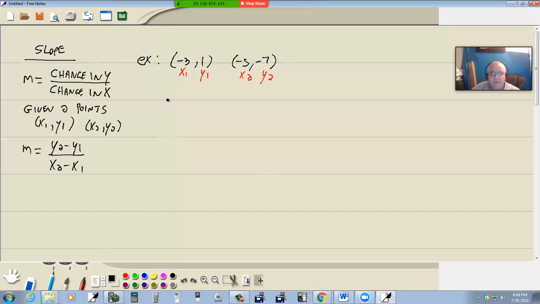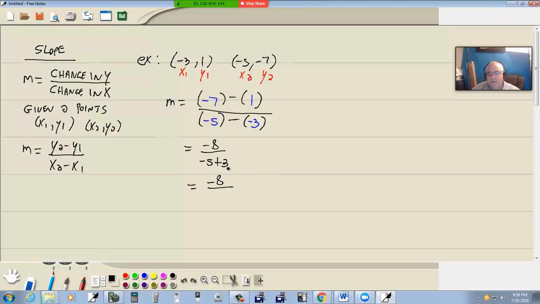It's always a good idea when you're working with this to go through and put parentheses in where your variables are before you plug in your numbers. Now we said y2 is -7. We said y1 is 1. We said x2 is -5 and x1 is -3. -7 minus 1 is -8. -5 and a negative gives us a +3. So we got negative 8 over negative 5 plus 3 is negative 2, which would give us 4. So our slope is 4.